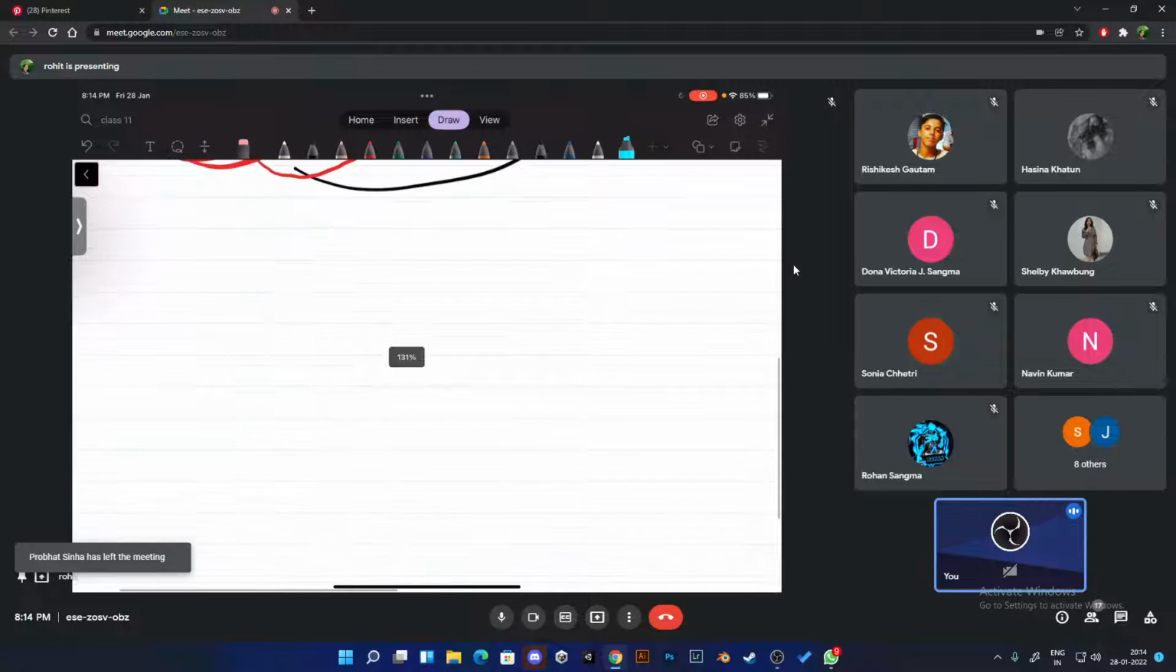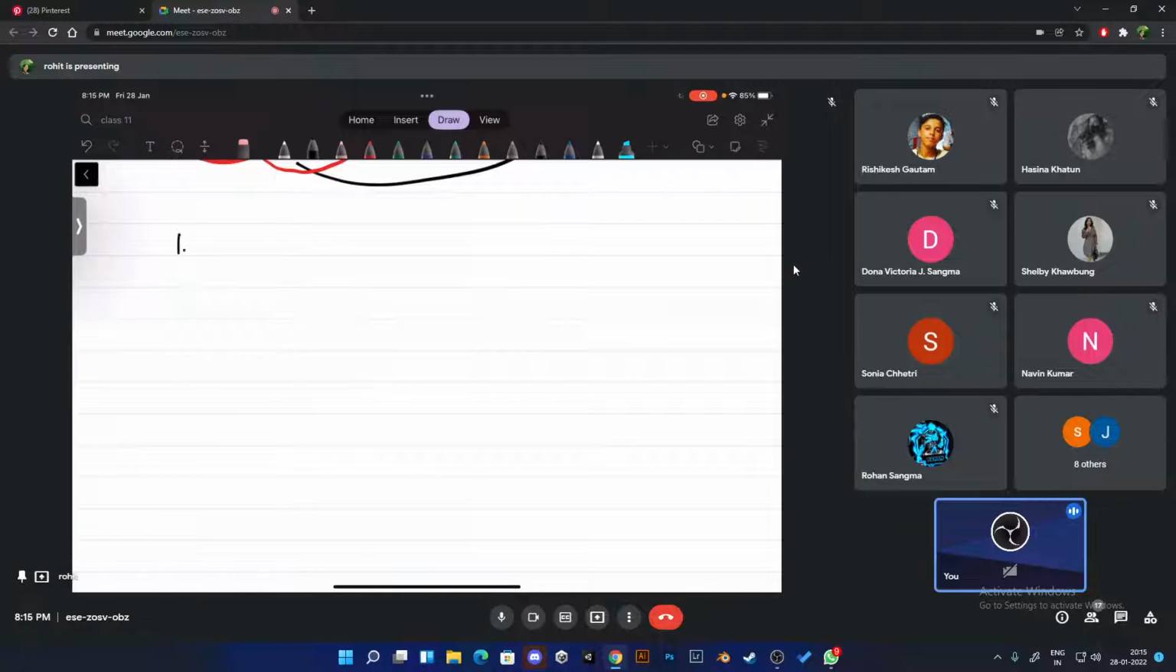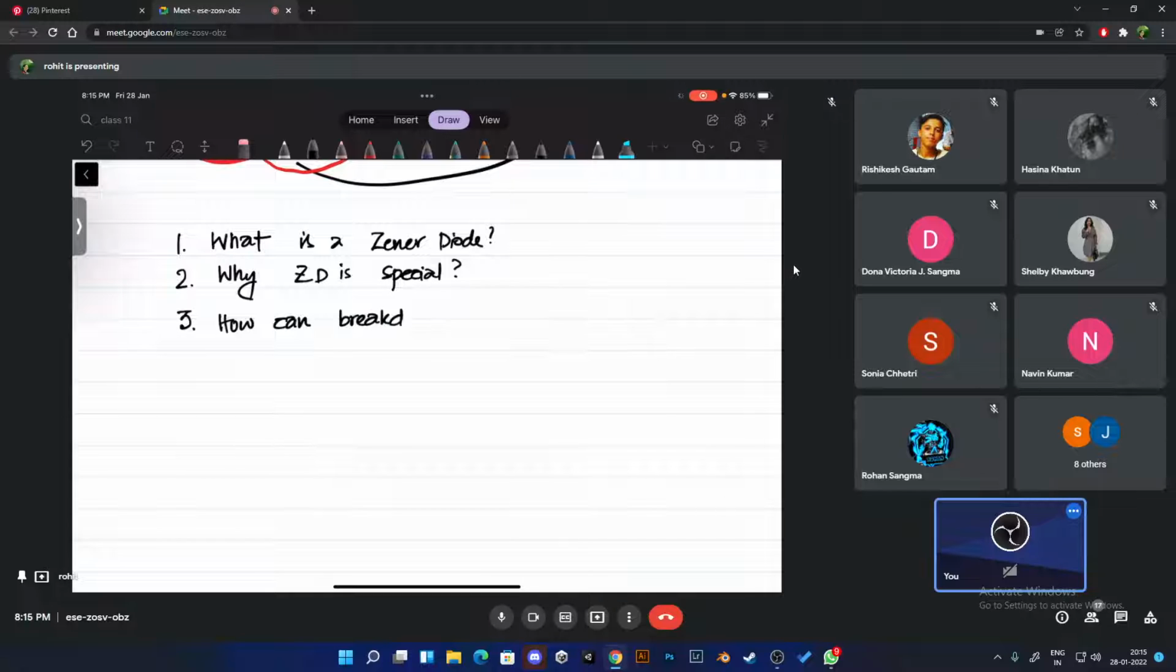So see, I'll draw the diagram. Let me write the questions first. First question is, what is a Zener diode? Don't worry, you got the idea, I think. What is a Zener diode? That's the first question. Then number 2, why is your Zener diode a special diode? Why is it special? Then how can breakdown voltage be changed? Don't worry, I'll answer all of them.